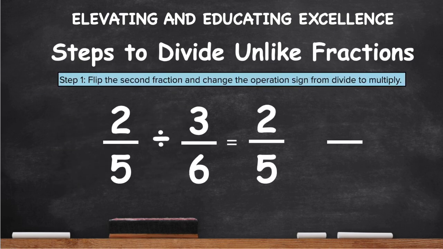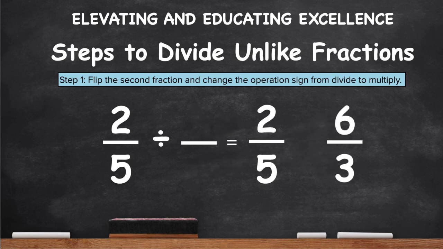Step number 1, flip the second fraction and change the operation sign from divide to multiply. So what I did first is I wrote the first fraction because that just stays the same. And now we're going to flip the second fraction. So we flipped it, so the 3 is on the bottom, the 6 on the top. And now we're going to also change that division sign to multiplication.